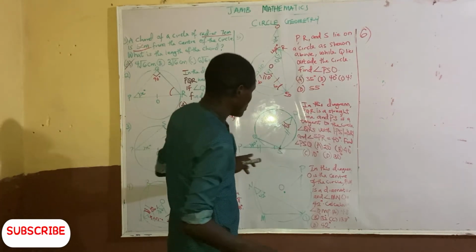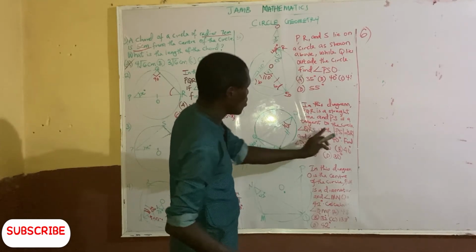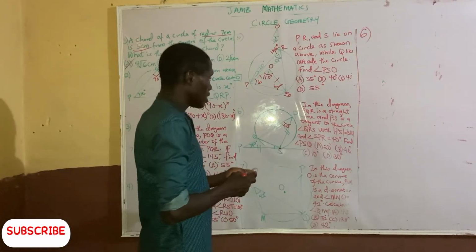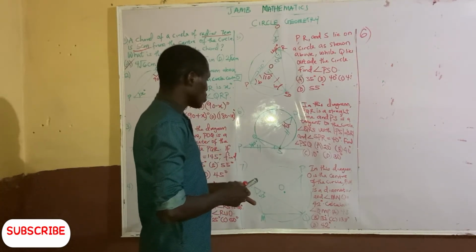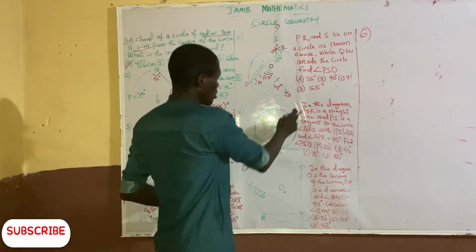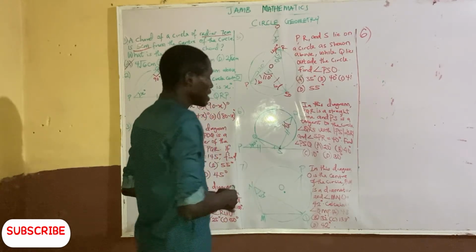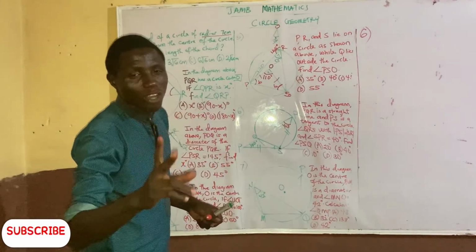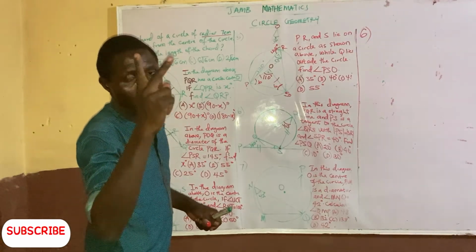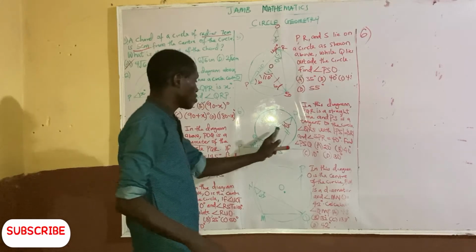PS is a tangent because it touches the outside of the circle QRS, with line PS equal to SR. That's why they put a double mark here, making it an isosceles triangle. An isosceles triangle is a triangle whereby two sides are equal. It has two sides that are equal and two angles that are equal. So this 40 degrees equals this 40 degrees.